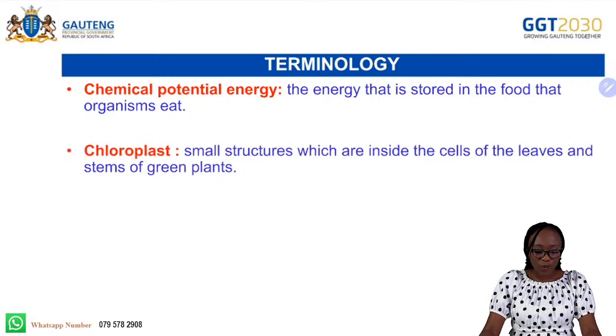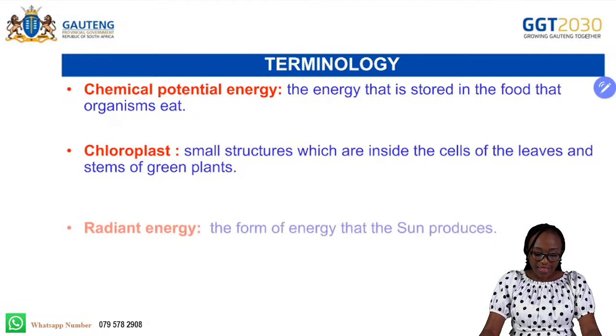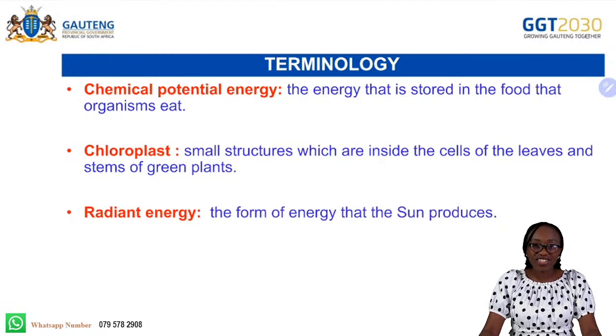The next term, chloroplast. These are small structures which are inside the cells of leaves and stems of green plants. And then radiant energy. This is the form of energy that the sun provides.